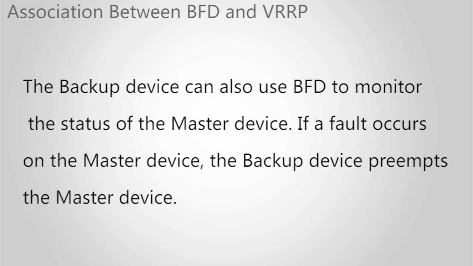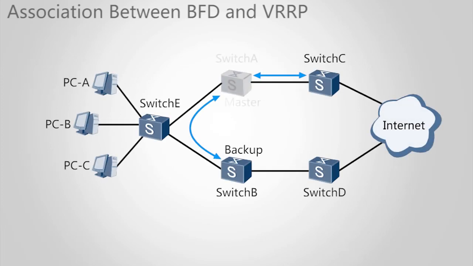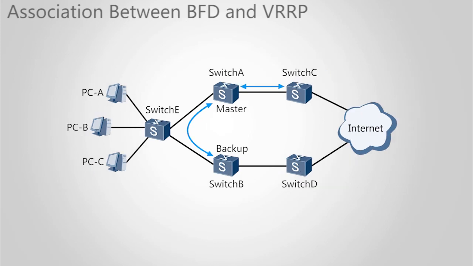If a fault occurs on the master device, the backup device preempts the master device. Switch A in the figure functions as the master device for traffic forwarding. Switch B is the backup device in standby state. Switch B uses BFD to detect whether the IP address of switch A is reachable. If a fault occurs on switch A, switch B immediately detects the fault and becomes the master device to forward data to network hosts. Two types of detection can be simultaneously configured to ensure fast switchover when a network fault occurs.